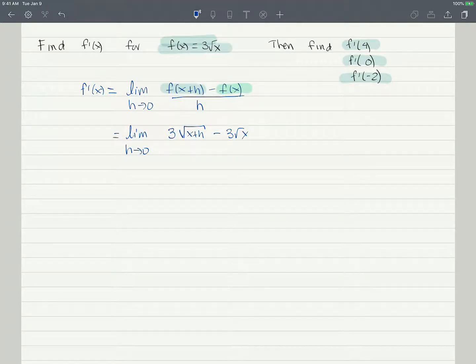Now, where did I get this color from? This one. So this is this, and this is that. Hope you see what's going on. And I still have to divide by h.